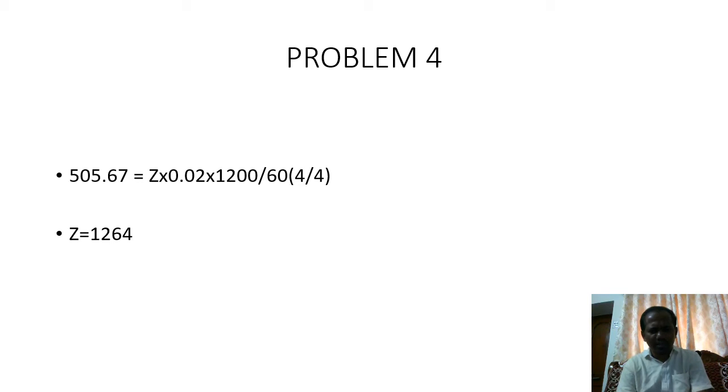The speed is 1200 rpm, and the type of winding is lap wound generator. A is equal to P. P is 4, A is 4. 4 by 4. So you will get Z is equal to 1264. The total number of conductors in the armature, when the machine is rotated at 1200 rpm with 0.02 weber flux, is 1264. Right?